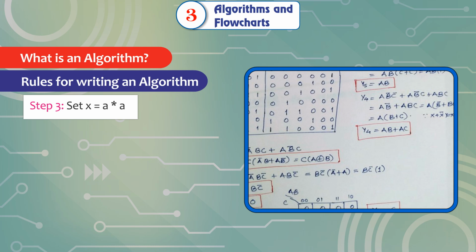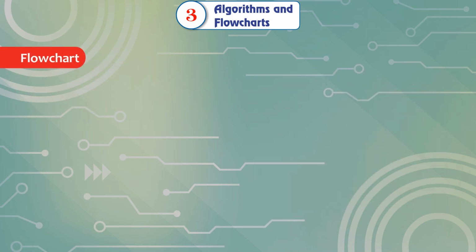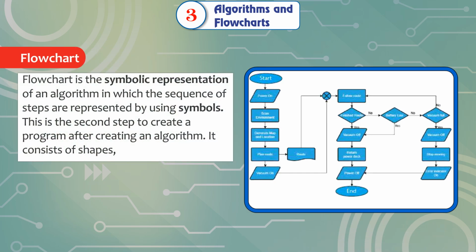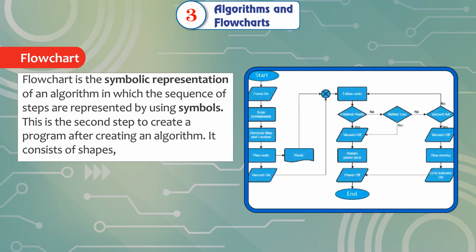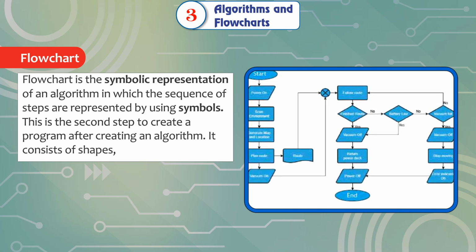Step 3. Set X equals A asterisk A. Step 4. Print X. Step 5. Flowchart. Flowchart is the symbolic representation of an algorithm in which the sequence of steps are represented by using symbols.